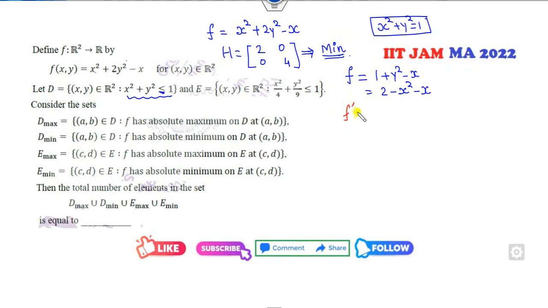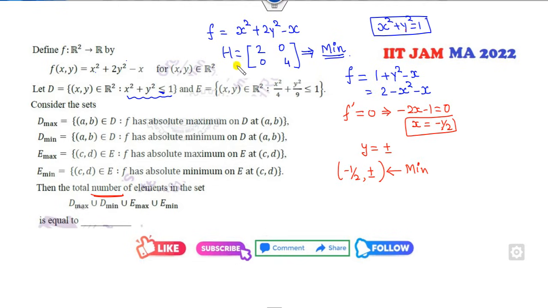I can get the first derivative to be 0. Minus 2x minus 1 is 0. So x will be minus half. When x is minus half, what is the value of y? Y will be from here. So y has two values because we need a total number. So the point is minus half, plus minus. Fine. And at this point, what is that? We will get minima because from the h we got minima.